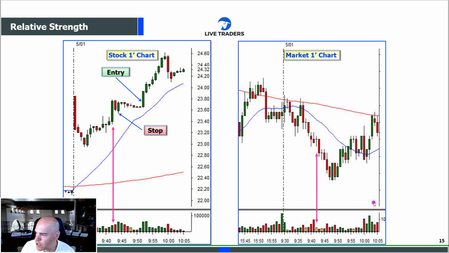Now, the challenge here was that the market was below the moving average. So the possibility is it bounces to the moving average and then drops. So then you have to ask yourself, well, what if the market bounced and my stock bounced and the market pulled back? What would happen to my stock? Would it also pull back? Maybe. But here's the beauty.